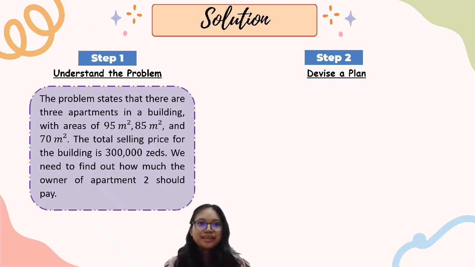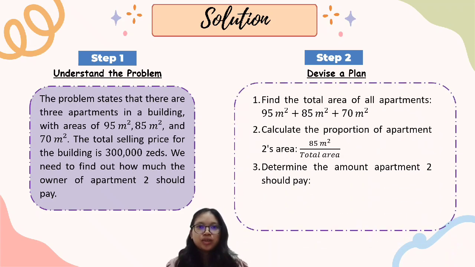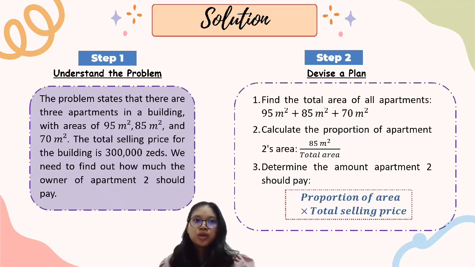The second step is to devise a plan. To find out how much the owner of apartment 2 should pay, we need to determine the proportion of the total area that apartment 2 represents and then calculate the corresponding portion of the total selling price. First, find the total area of all apartments and then calculate the proportion of apartment 2's area. The last is to determine the amount apartment 2 should pay, with the formula: proportion of area times total selling price.